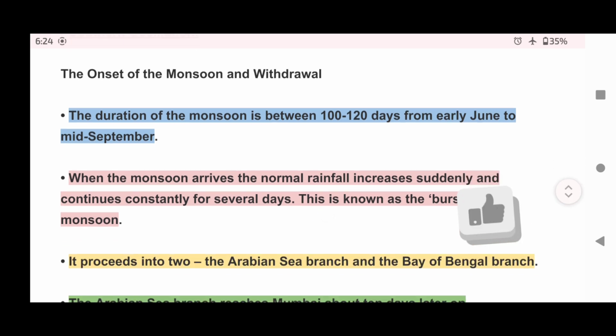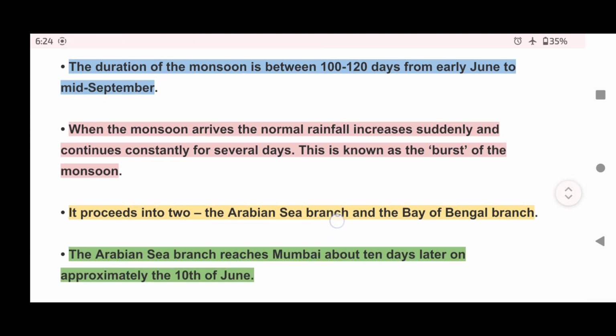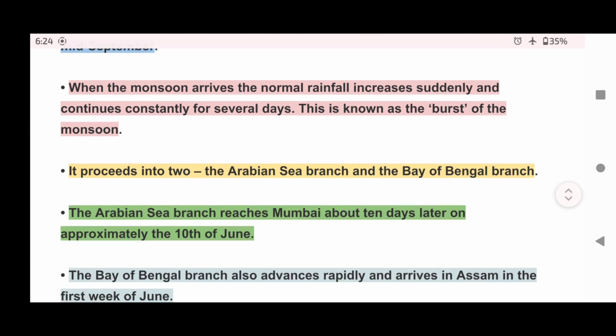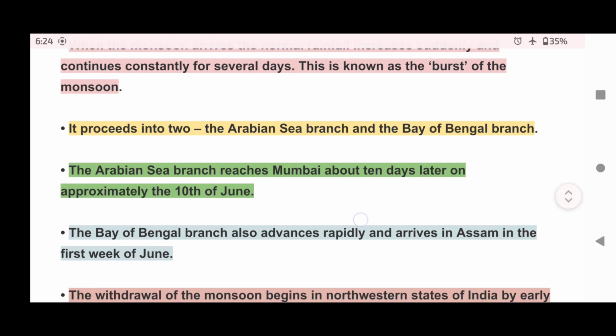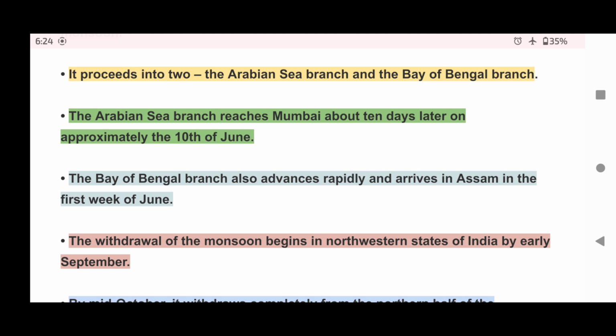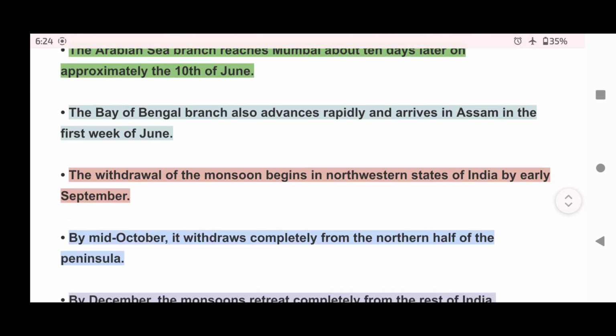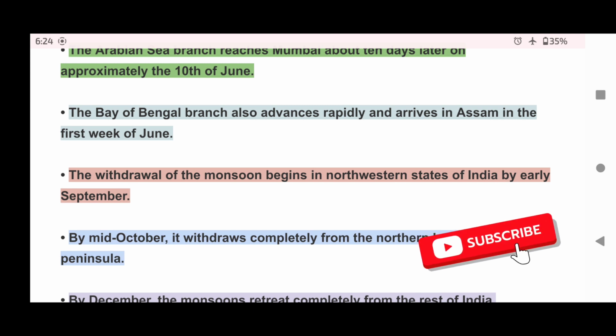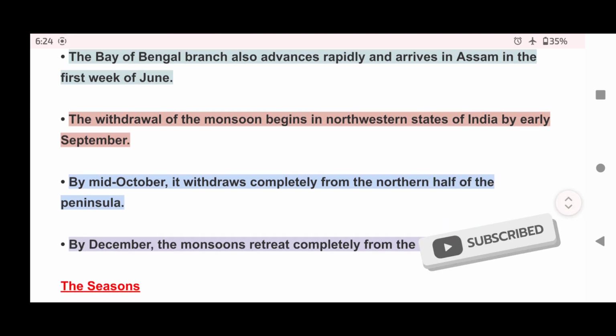The duration of monsoon is between 100 to 120 days from early June to mid-September. When the monsoon arrives, the normal rainfall increases suddenly and continues constantly for several days. This is known as burst of the monsoon. It proceeds in two branches, the Arabian Sea branch and the Bay of Bengal branch. The Arabian Sea branch reaches Mumbai about 10 days later, approximately on the 10th of June. The Bay of Bengal branch also advances rapidly and arrives in Assam in the first week of June.